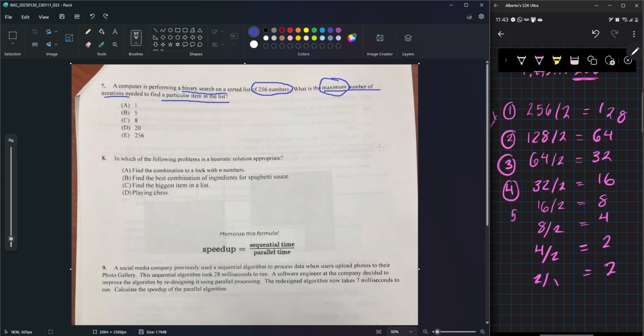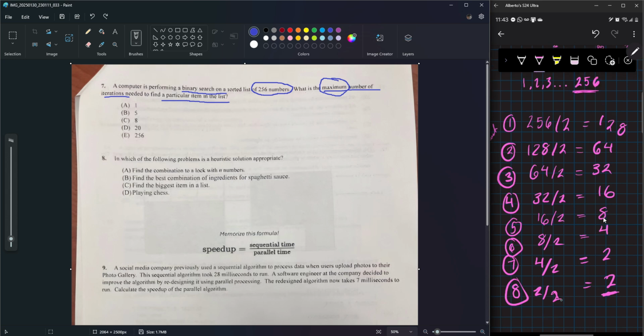And you have 4, 5, 6, 7, and 8, until you can't divide it anymore, right? Oh, 2 divided by 2 is 1. One of you probably caught that. So that's as low as you can get. We did it 8 times.